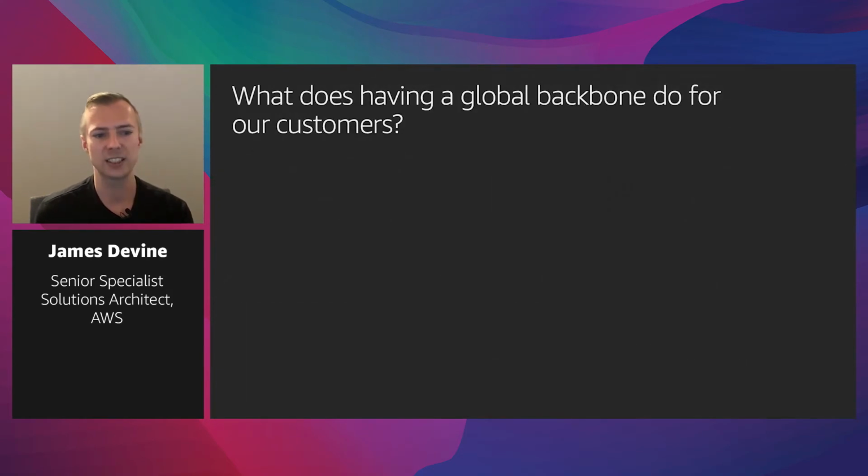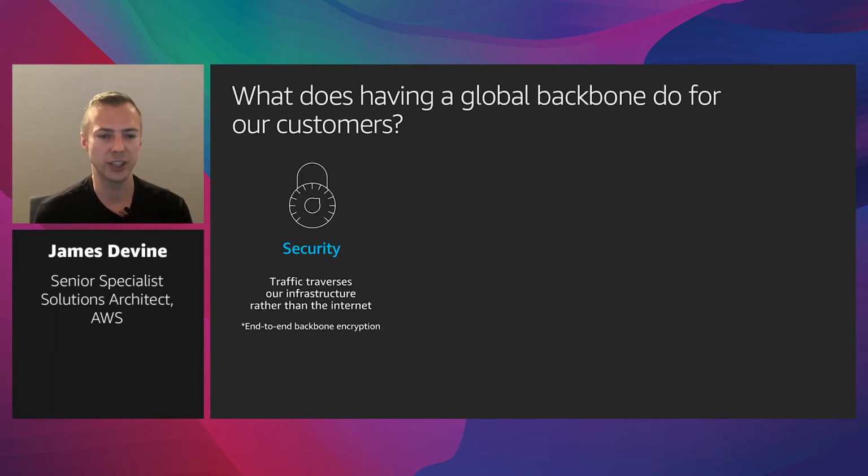So why does having this global background help you as a customer? First and foremost is security. We say security is job zero at AWS. We're always concerned and take security very seriously. Any traffic that traverses our infrastructure rather than the internet stays local to our network. It's not going out over unpredictable paths through areas we don't control. And we use encryption on our backbone end to end. So any traffic that traverses that global network will be encrypted by default. There's no action required on the user.